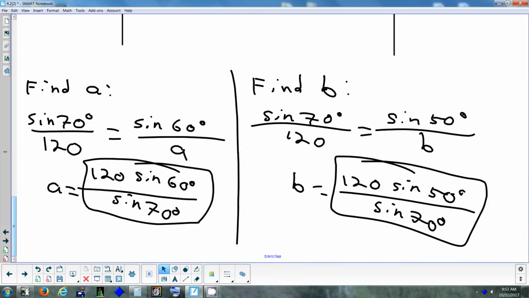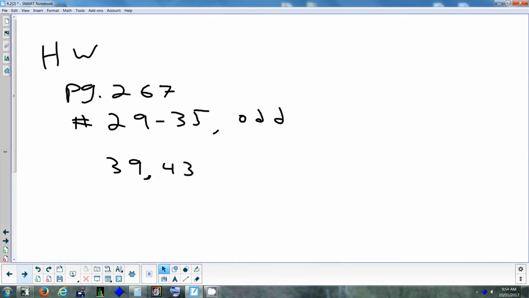Okay, so tomorrow we'll do law of cosines, and on Thursday we'll do a review. So the homework tonight on 267 is 29 to 35, just the odds, 39 and 43.